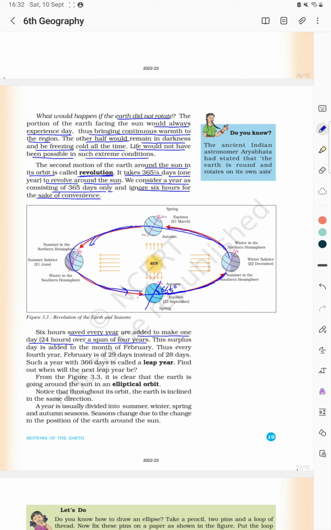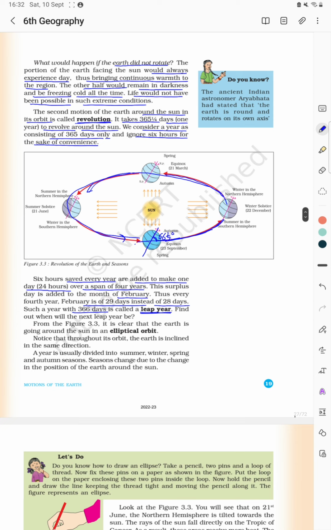The extra 6 hours we count in the fourth year. In the fourth year, 6 plus 6 plus 6 plus 6 makes the 24 hours, and one extra day is added in the month of February. So in every fourth year, February has 29 days instead of 28 days. So in that year, the year will be of 366 days, and that year is called leap year. Okay, leap year comes after every 4 years. In the leap year, the number of days is 366 instead of a normal year having 365 days.